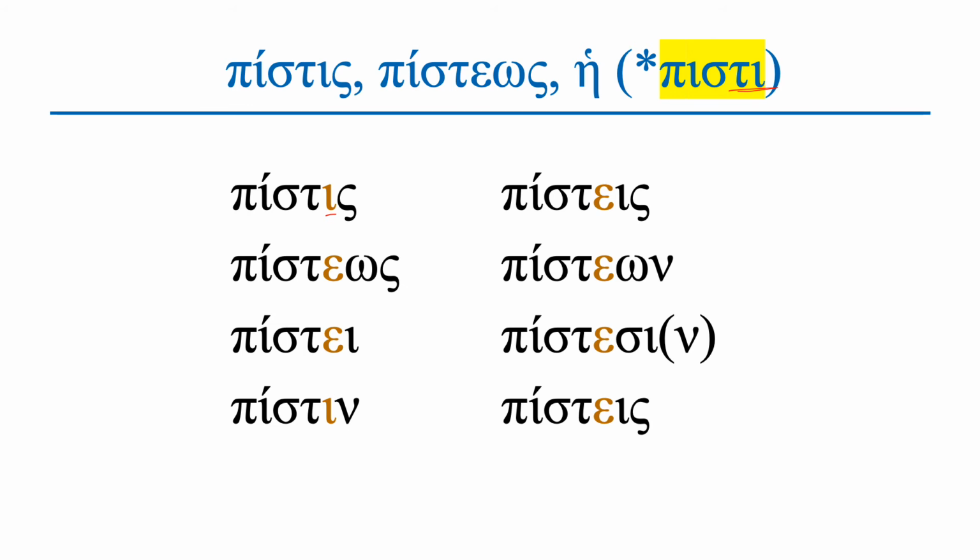Notice that in the genitive singular and dative singular, the iota becomes epsilon, and in the plural, in all the forms, there is no iota that ends the stem. You have instead an epsilon. If you're interested, read the section in your book.